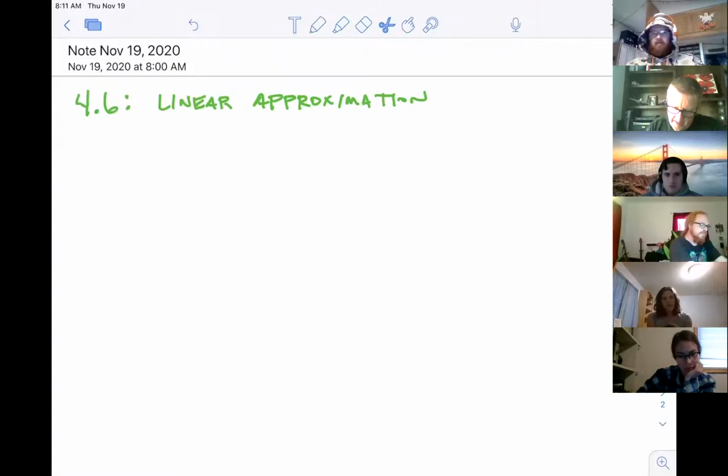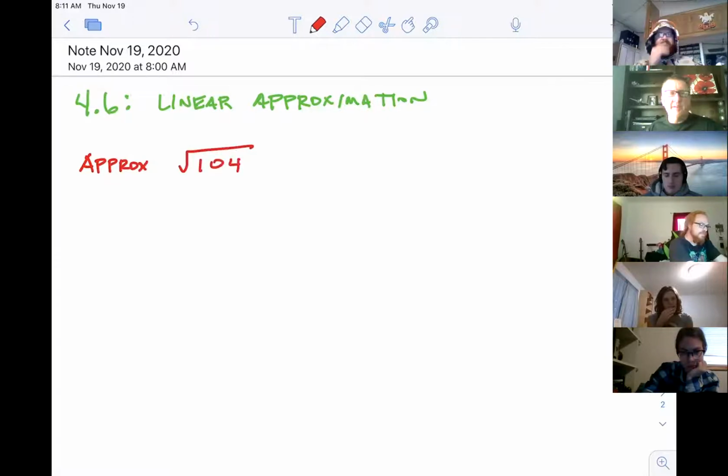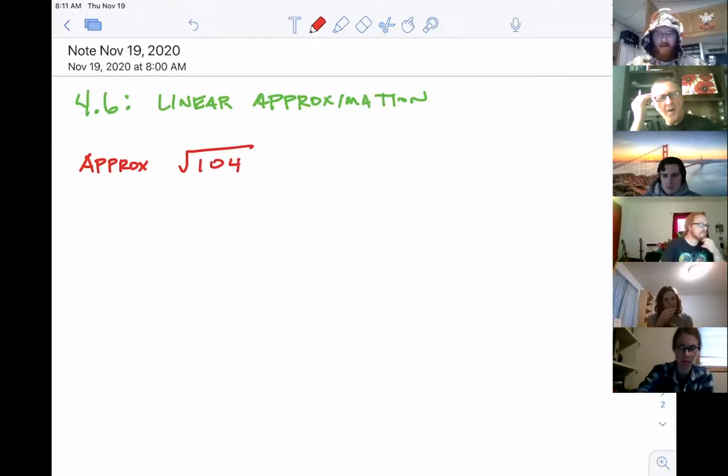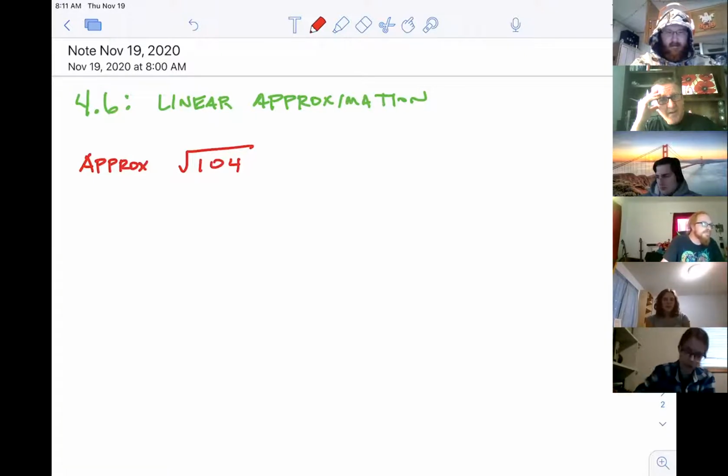So let's say that we wanted to approximate the square root of, say, 104. Now you already have an answer to that in your mind, and I'd like you to take a guess at it, like an actual genuine educated guess, accurate to 2 decimal places. I definitely mean guess at that.